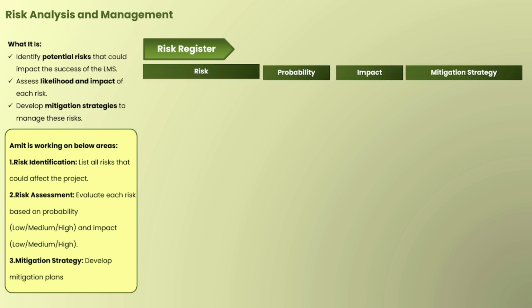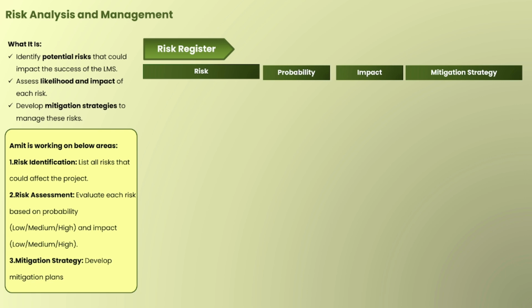A risk register is like a simple list where we write down all the things that could go wrong in a project. For each risk, we note what the problem is, how bad it could be, how likely it is to happen, and what we will do to stop it or handle it if it happens.